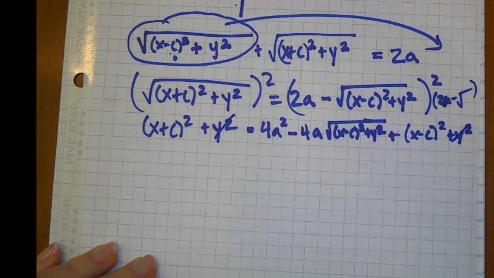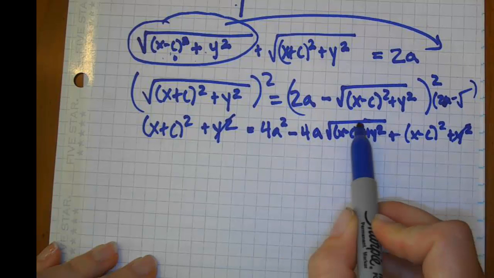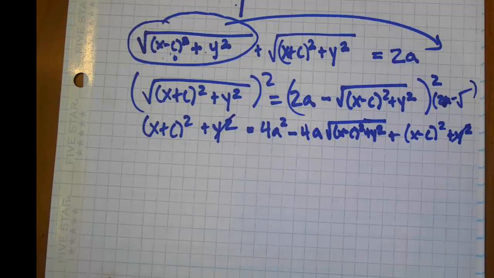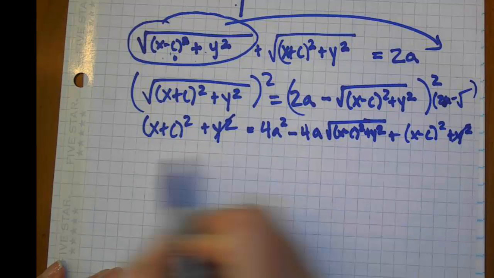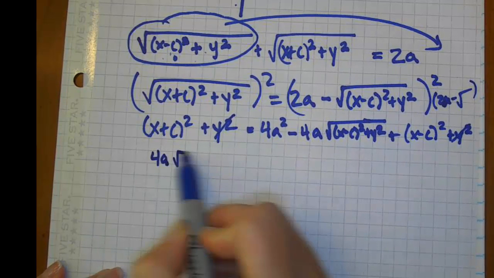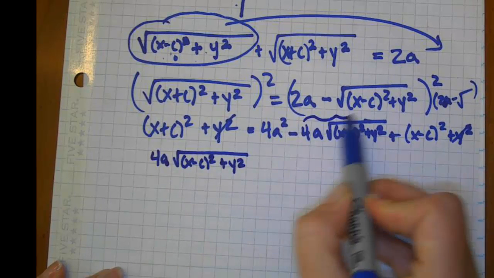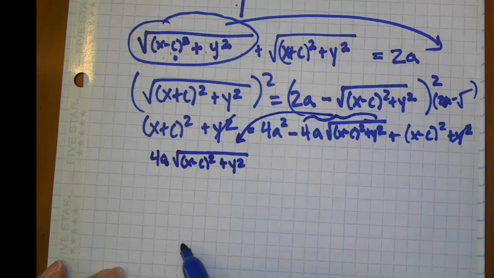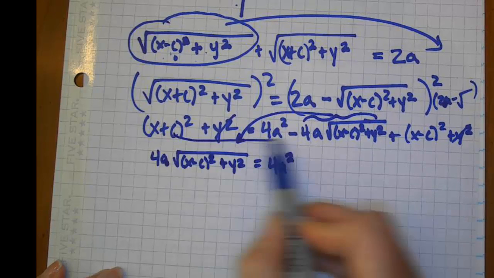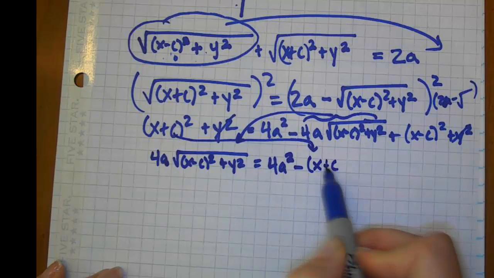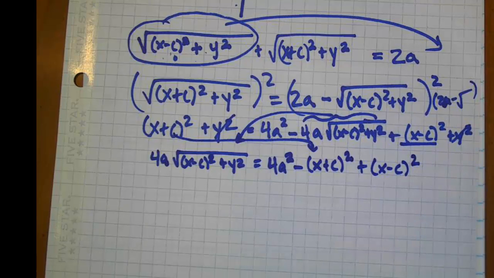Okay, here's what I'm going to do next. I need to isolate this square root. That is really what my goal is next. So yes, the square root unit from last year is coming back to haunt you. I'm going to bring that over to the other side. So that's going to yield a positive 4a times the square root of x minus c squared plus y squared. So again, I took this term right over here, plopped it to the other side. I'm going to rewrite 4a squared. Then I'm going to subtract this to the other side and then rewrite that term plus x minus c squared.